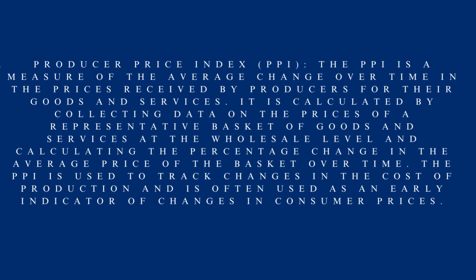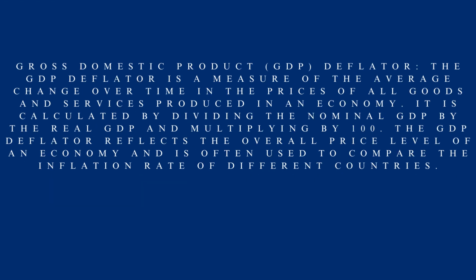Next, we will go to gross domestic product (GDP). The GDP deflator is a measure of the average change over time in the prices of all goods and services produced in an economy. It is calculated by dividing the nominal GDP by the real GDP and multiplying by 100. The GDP deflator reflects the overall price level of the economy and is often used to compare the inflation rate of different countries.